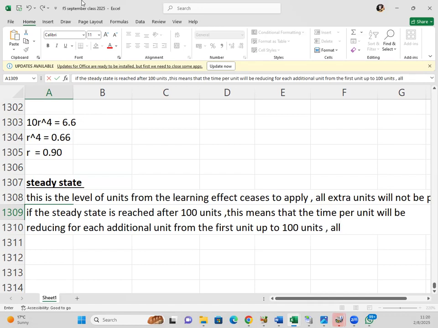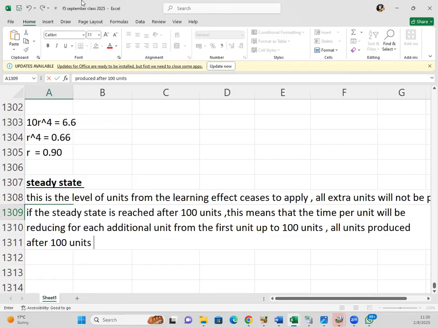All units produced after 100 units will then take the same time as the 100th unit.